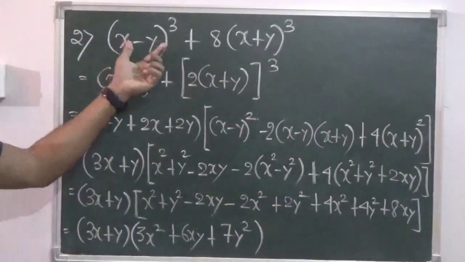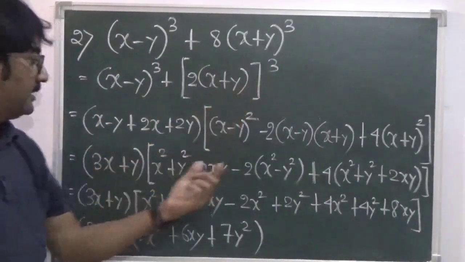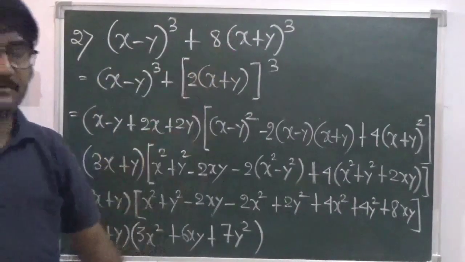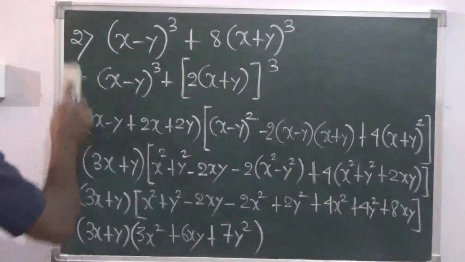So here we have expressed this as the sum of the cubes of two numbers, and then a cube plus b cube, a plus b into a square minus ab plus b square. Okay. So now the next question.